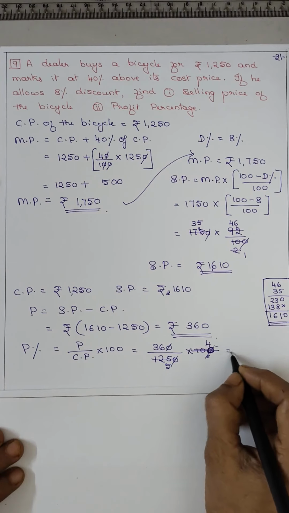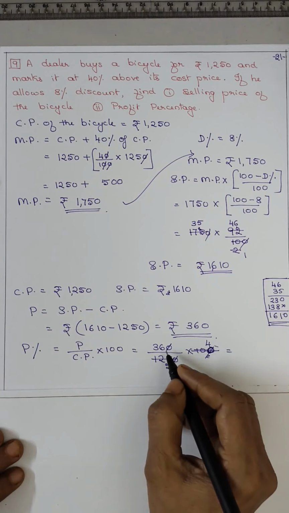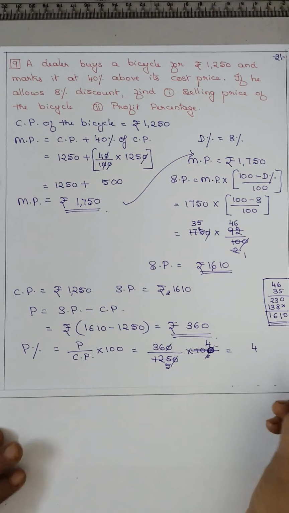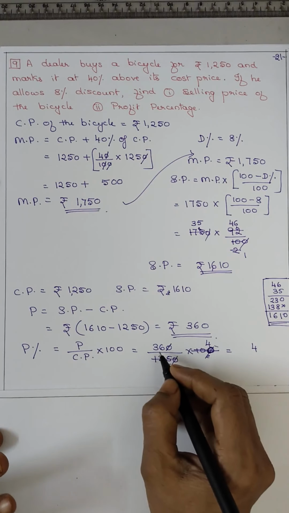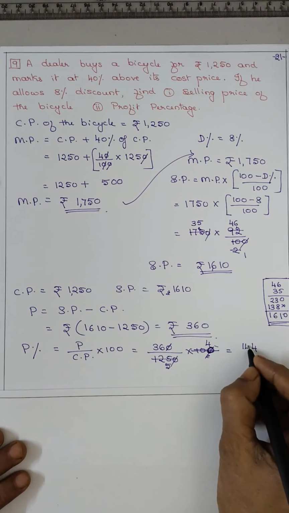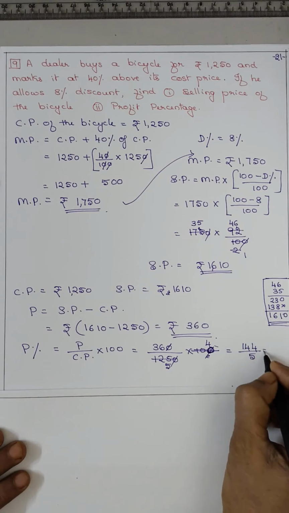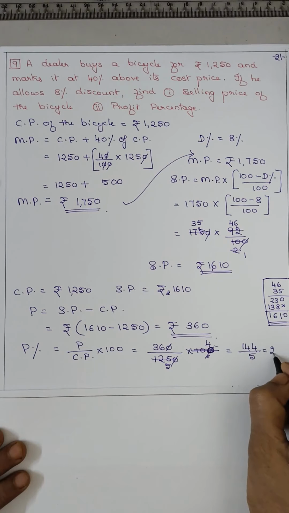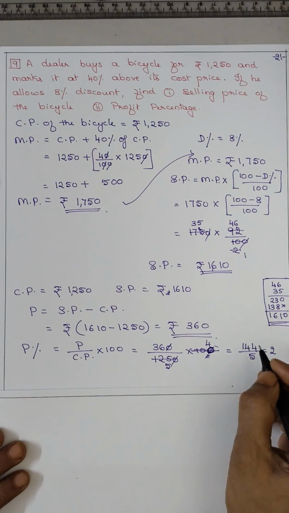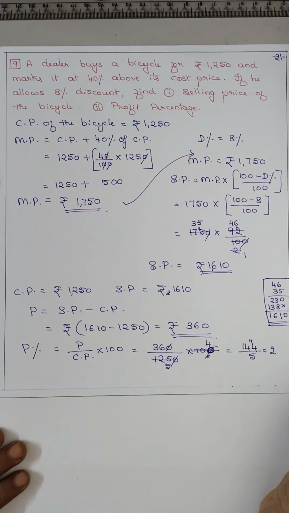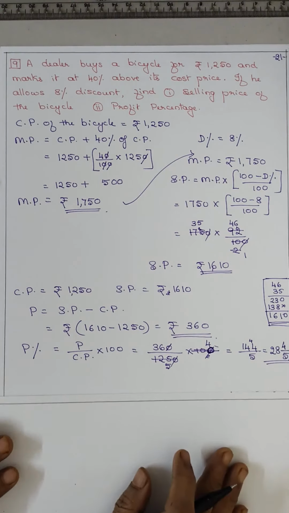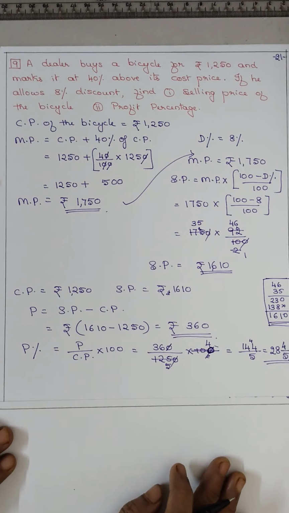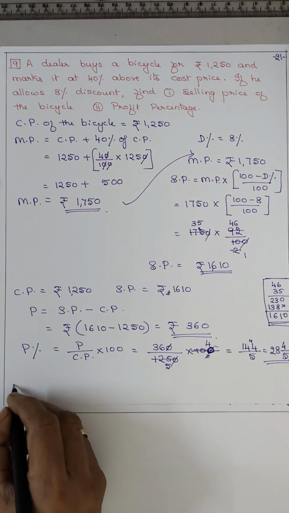Now 4 6s are 24, 4 3s are 12, 13, 14 upon 5. 5 2s are 10, 4 remains, 5 8s are 40, 4 remains. So the answer is 28, 4 by 5%.